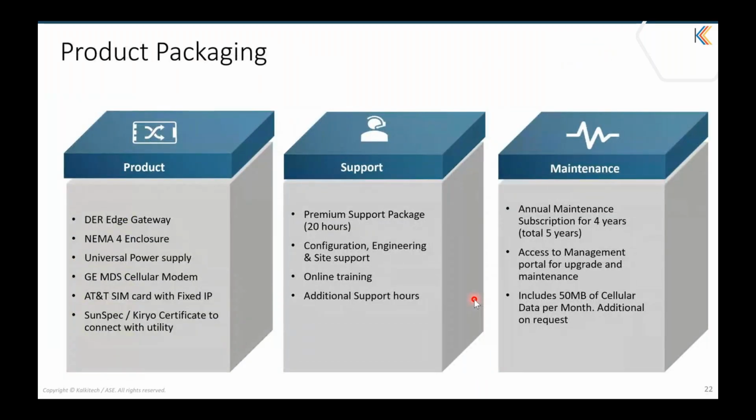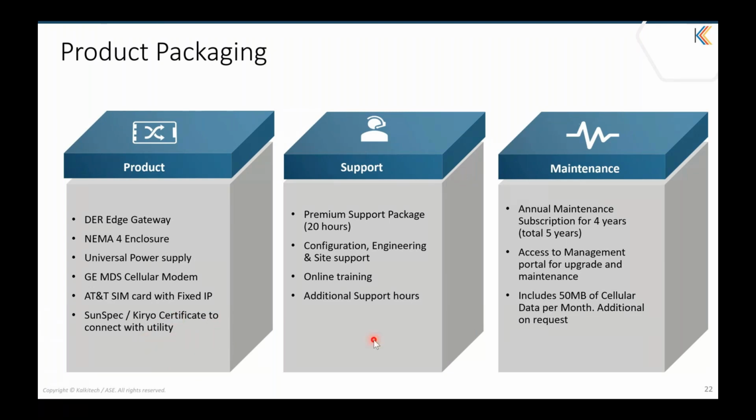Moving on. We're packaging this entire solution as the product, support and maintenance. The product includes the gateway panel, gateway hardware with an enclosure, power supply, this cellular modem with a static IP SIM card, which is packaged along with the gateway panel, and it also provides a SunSpec certificate built-in or pre-installed before the shipment. So this is the entire product package. If you go with the full option, it comes with modem, SIM cards, and certificate, everything.